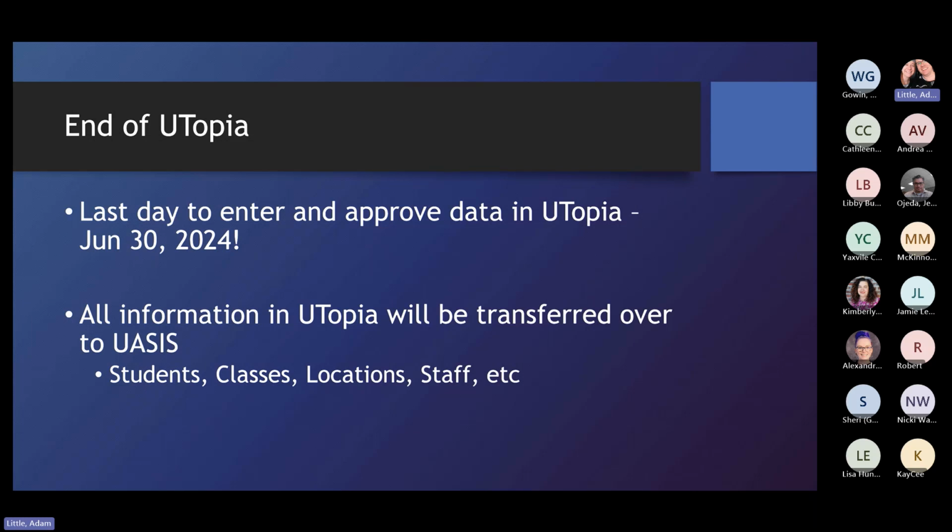Our last day to enter and approve any data in Utopia is going to be June 30th, 2024. June 30th is a Sunday, so the 29th and 30th are a Saturday and Sunday. It's a weekend, but you will still have the capability of logging into Utopia on those last 2 days to get any last minute data. So outcomes or any contact hours, testing, anything like that, you can still get entered on June 30th. It will be completely open.